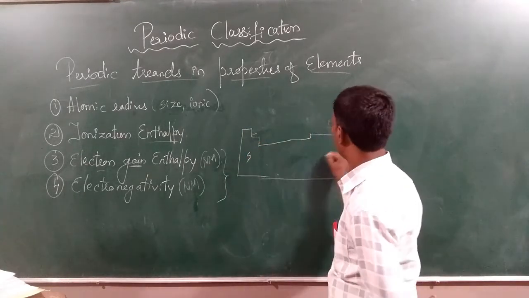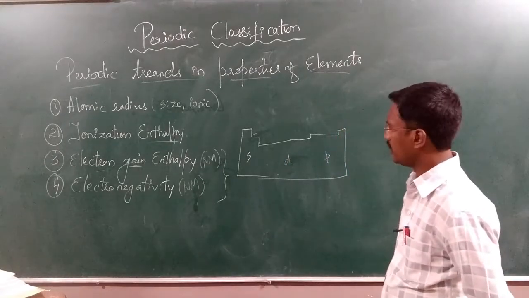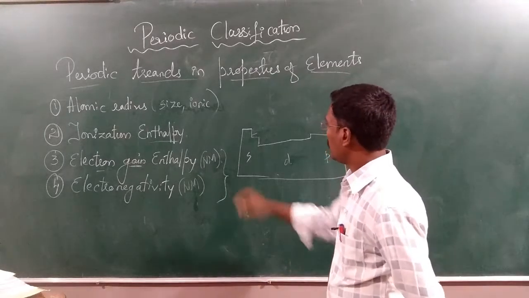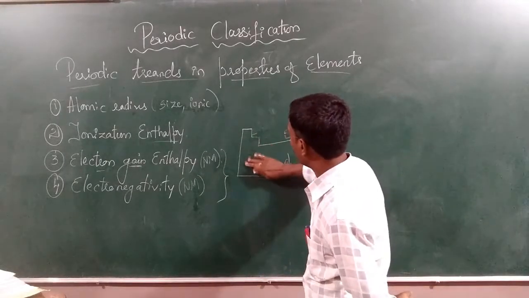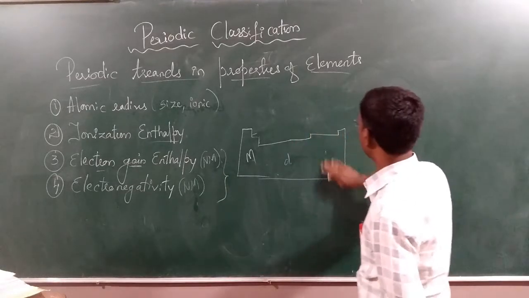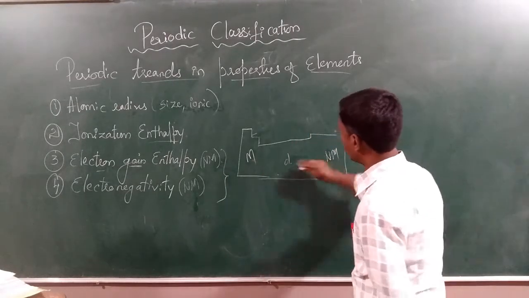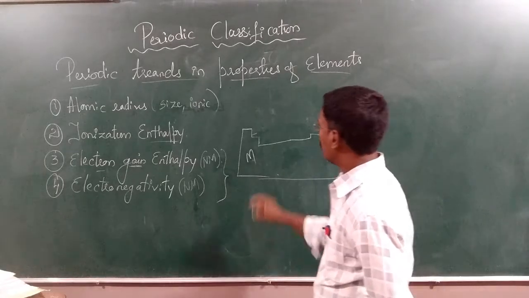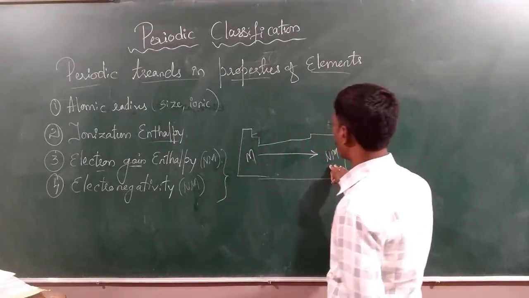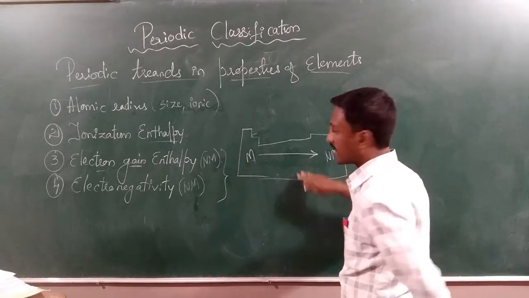This is S, this is P, this is P. I want to draw that neatly, but somehow you can understand that one. Look here, the non-metals. First of all, I would like to tell you the metals are at the left side and non-metals are at the right side. I hope you know this one. This is metal and this is non-metal. So here, metallic character decreases as we move across the period, and as we move down the group the metallic character increases.